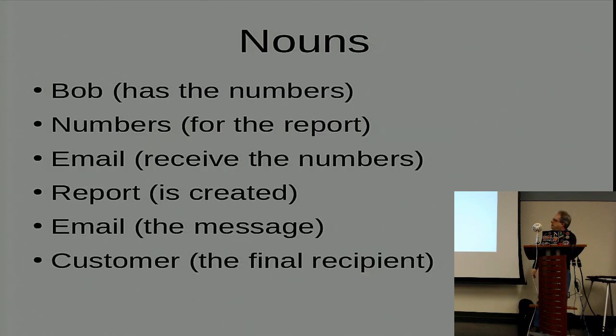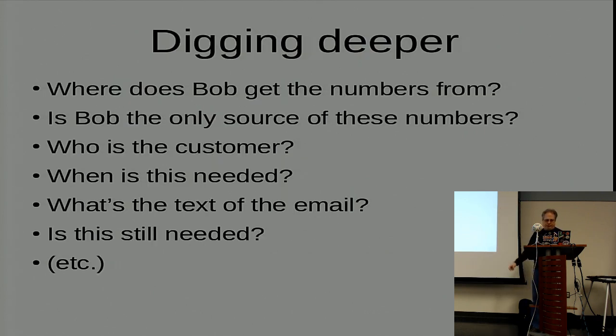So the nouns of this: Bob. Bob is the person that has the numbers. Great, let's go find Bob, get those numbers. The numbers are in the report. The email is how I receive those numbers. The report is created magically. And then the email is sent to the customer, the final recipient of all this stuff. Those are all the nouns in this particular thing.